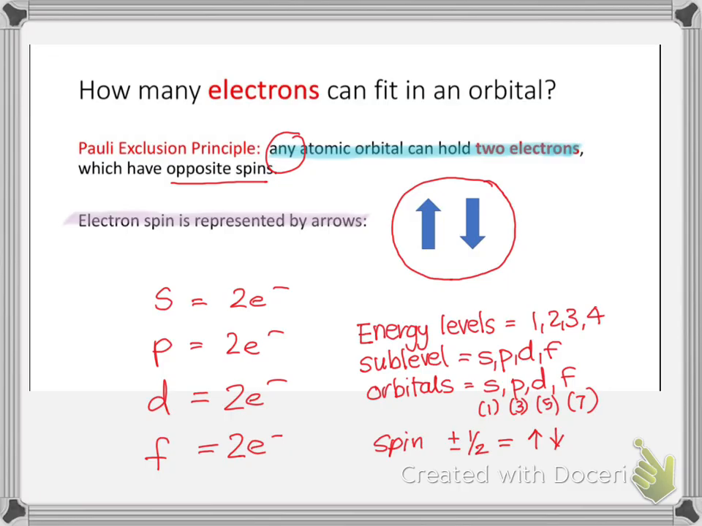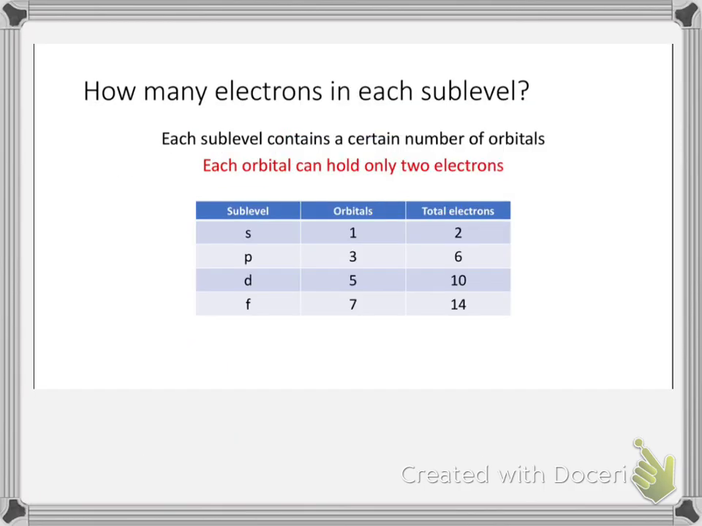Okay, so we're going to start really piecing it together. So here's one thing that pieces it together. The question is, how many electrons are in each sublevel? So let's look at this chart and see. Okay, so here are the sublevels. And remember, depending on the sublevel, that depends on how many orbitals you can have.